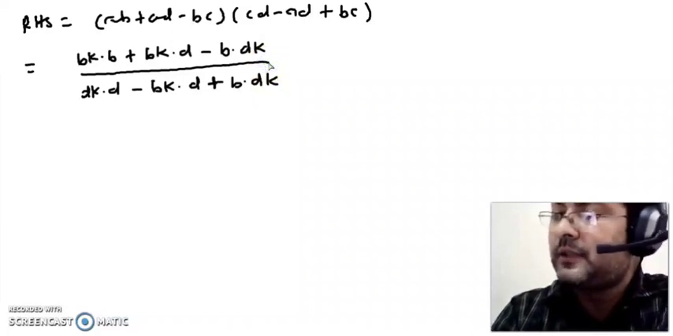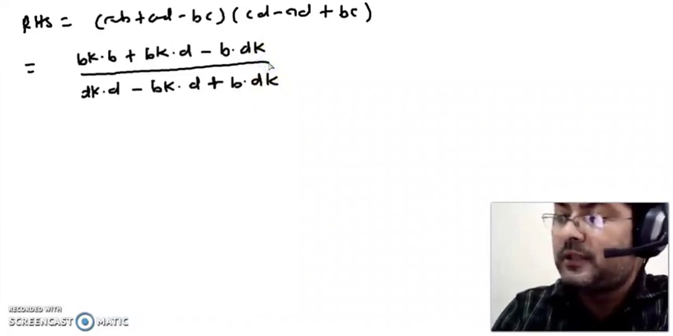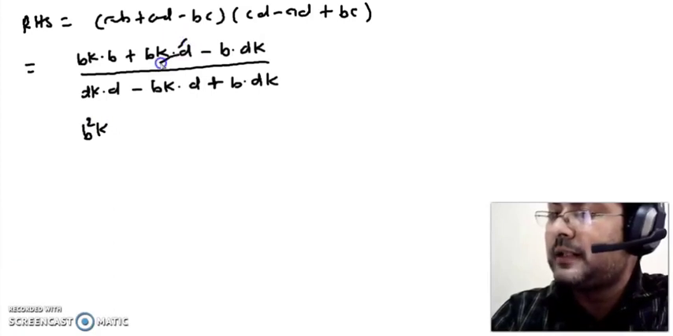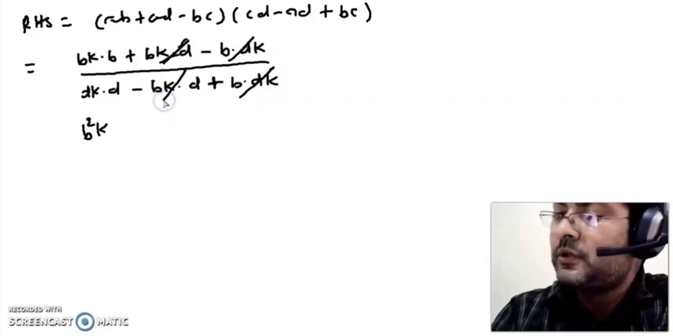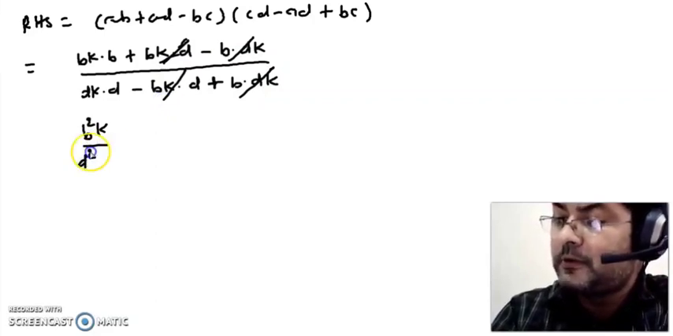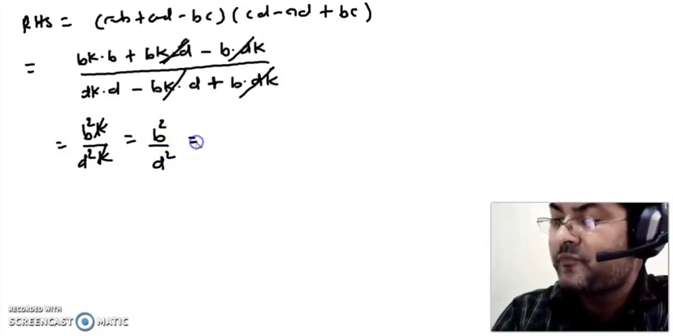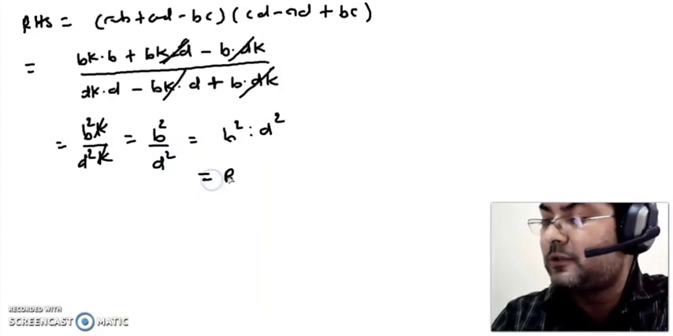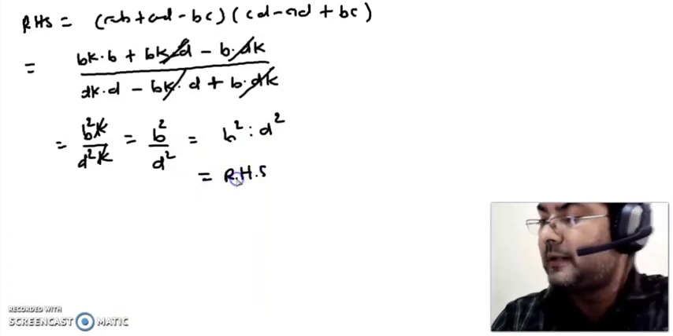Okay, let us simplify. So BK into B gives B square K, and B square K plus BKD will get cancelled. Yes or no? This we can reduce. Similarly in the denominator also. So we are left with B square K upon D square K. So we can further reduce this K. So we have B square upon D square, which is equal to B square is to D square, which is equal to the right hand side. Clear?